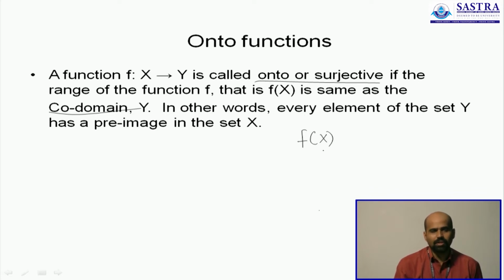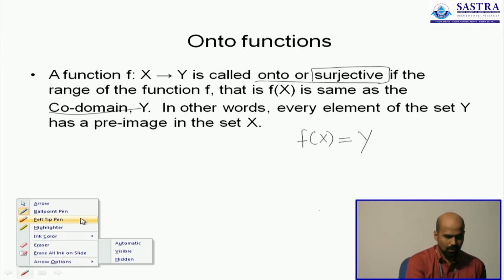Now we classify a function to be an onto function if the range of the function is the same as the codomain. Such a function is what you call an onto function or a surjective function. That is another name that goes by it. The other way to look at this is every element in the set y, which we refer to as the codomain, has a definite pre-image in the set x.